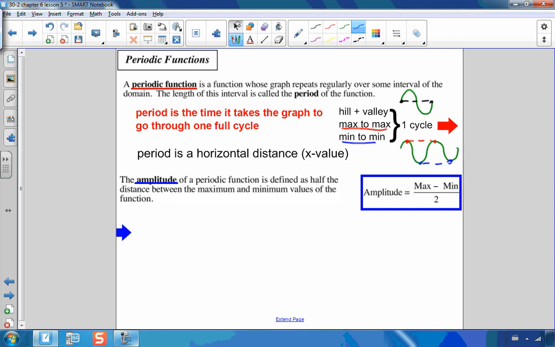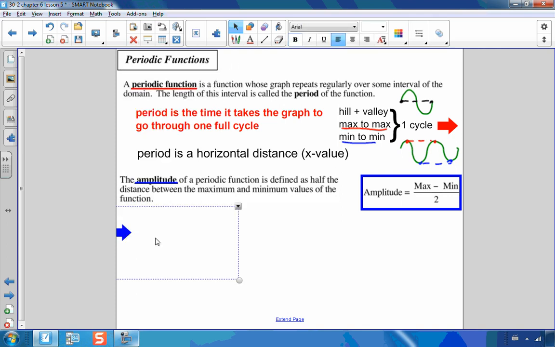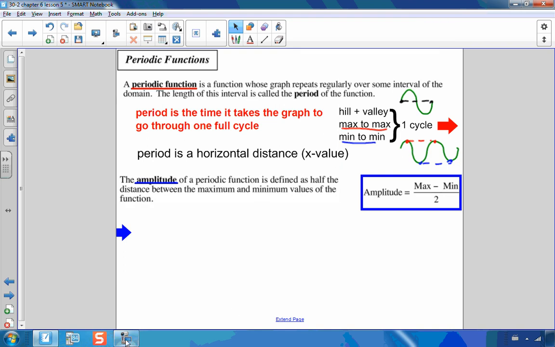Now, amplitude is the height of a graph from the middle of the graph to the highest point, or middle to the lowest. We can use this formula here, max minus min divided by 2. So to figure out the amplitude, what we're going to do is look at where the halfway point of the graph is, and we are going to divide it by 2.